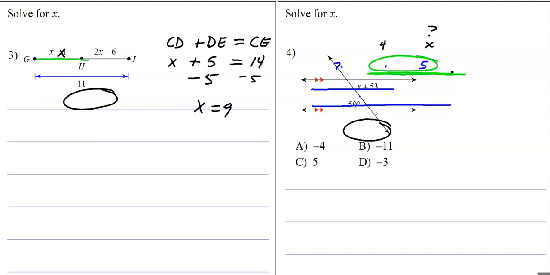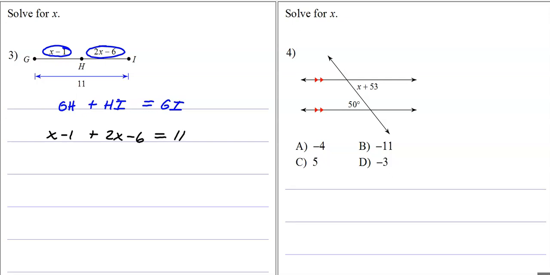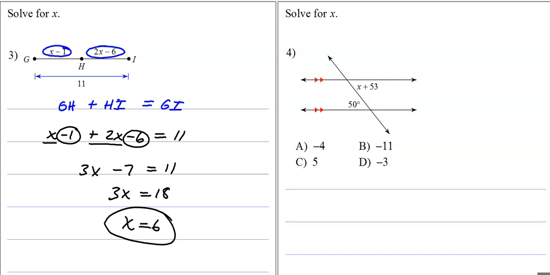Similar idea with number 3, except now we have some algebra to set up. So I'm going to say GH plus HI equals G to I, the whole thing. So let's do this. We have the left added to the right equals 11. Combining like terms, I have 1x plus 2x, that's 3x. I have a minus 1 and a minus 6, so that's a minus 7, equals 11. And I'm going to add 7 to both sides, and I get 3x equals 18, divide, and we get an answer of x equals 6.